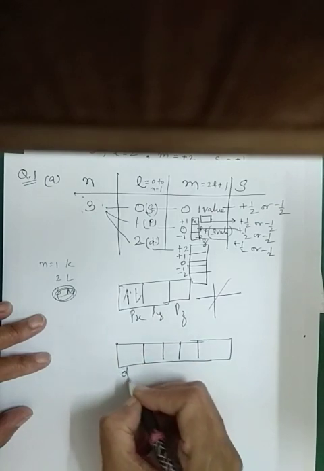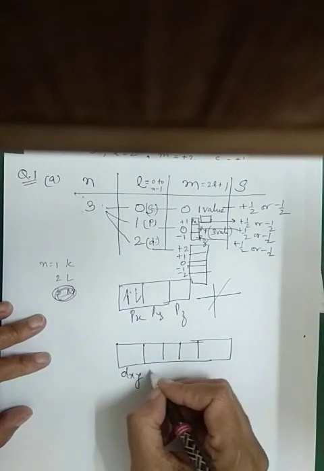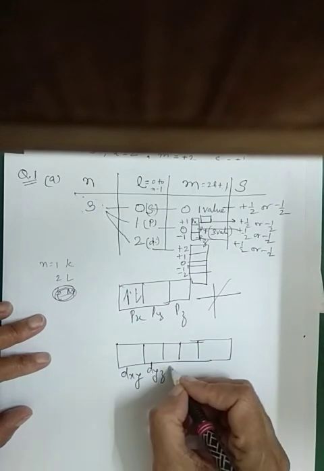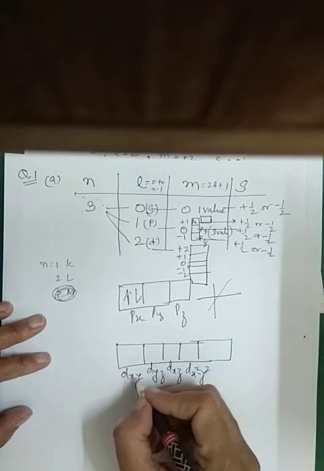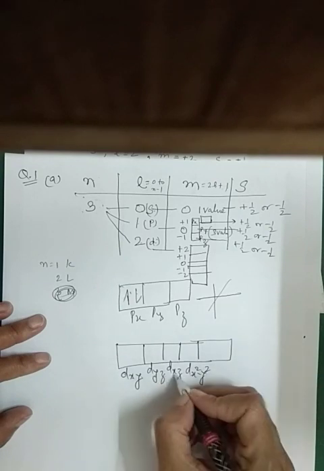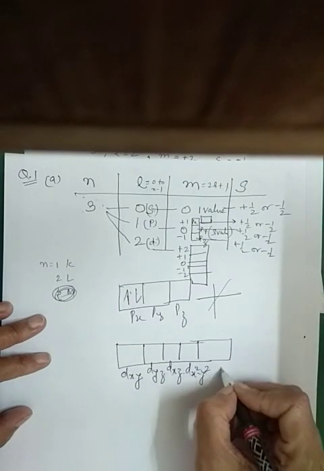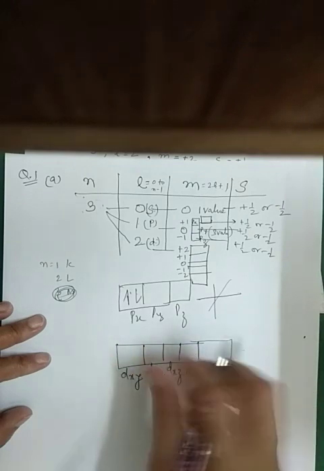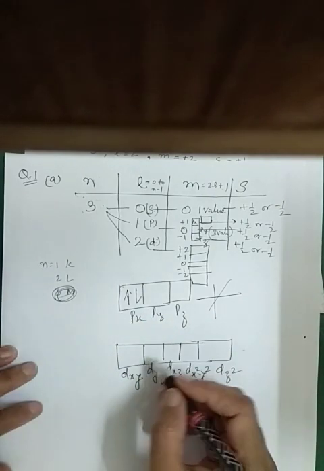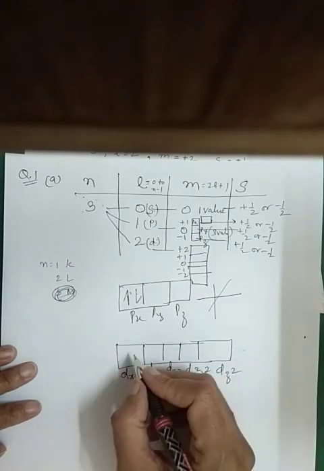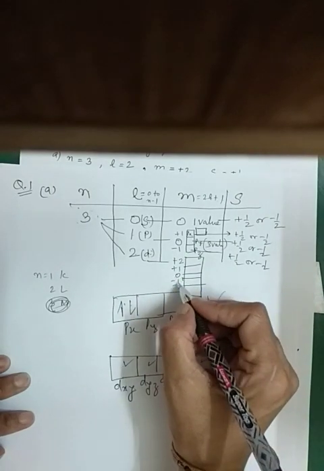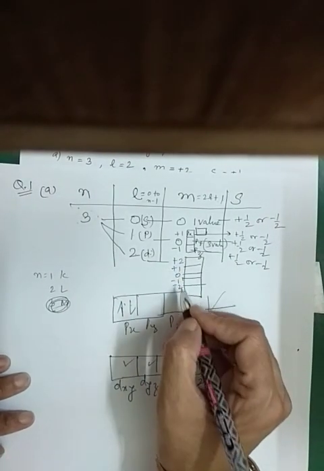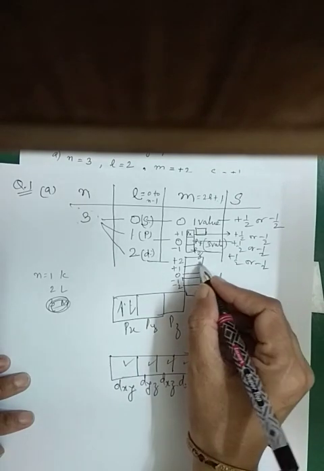So it can be dxy, in the direction between the X and Y axes, dyz between Y and Z, dxz between X and Z, dx²-y² on the X and Y axes, and dz² on Z. So based on the orientation in space, we will have 5 values, 1, 2, 3, 4 and 5 orbitals. The numbers related to these are 0, plus 1, plus 2, minus 1, minus 2. So there are 5 values, and each one of these has plus or minus half.